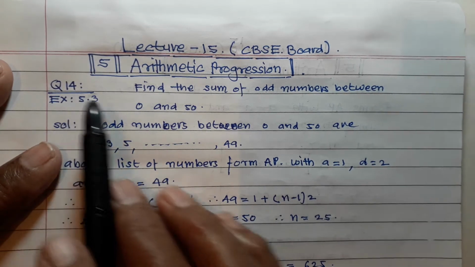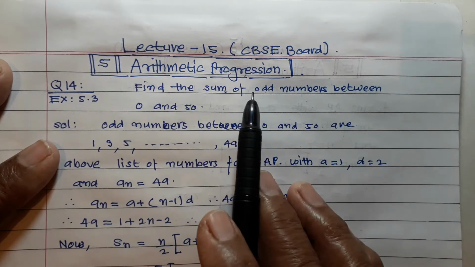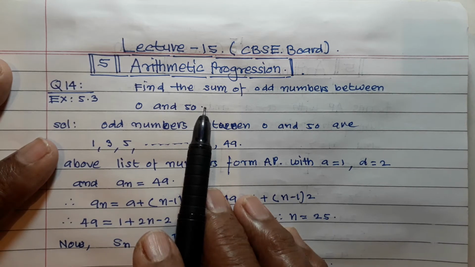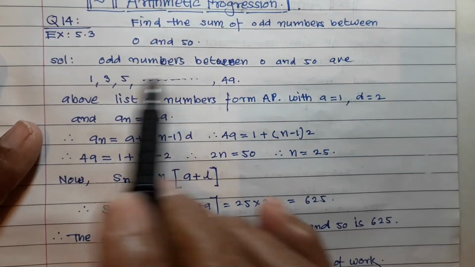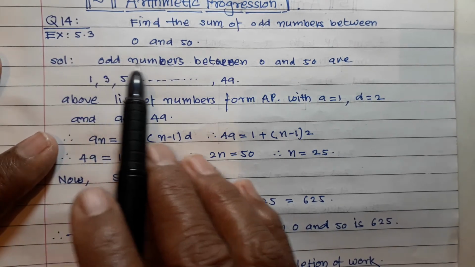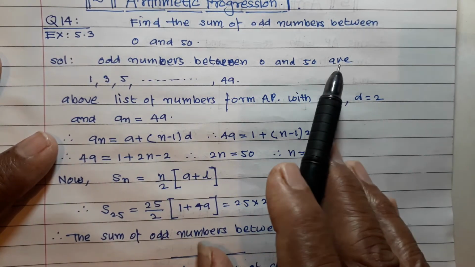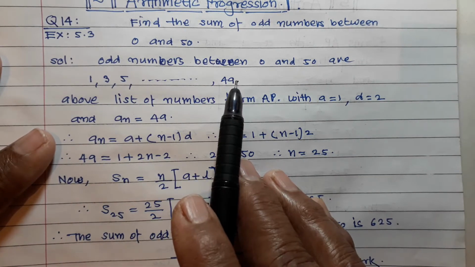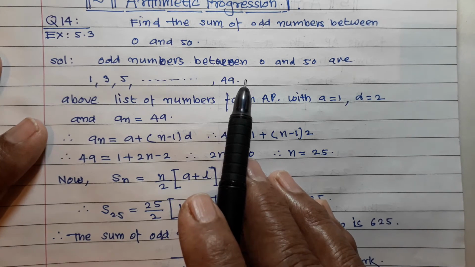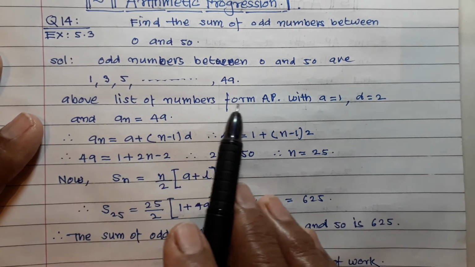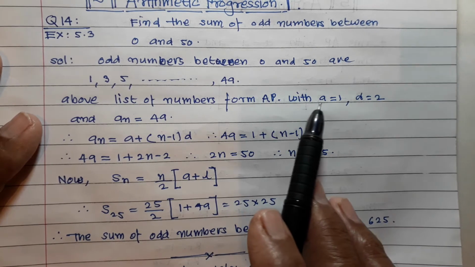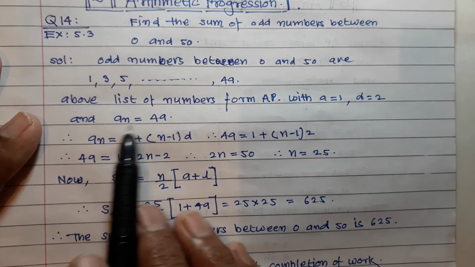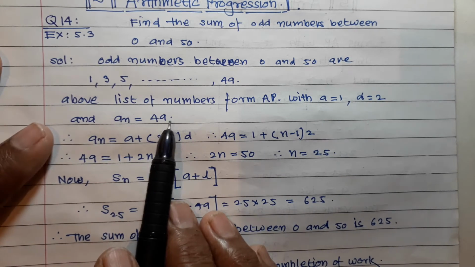Question number 14. Find the sum of odd numbers between 0 and 50. Okay. Now try to understand the solution. Odd numbers between 0 and 50 are 1, 3, 5 and so on, and the last number is 49. The above list of numbers forms an AP with a equal to 1 and d equal to 2 and an equal to 49.